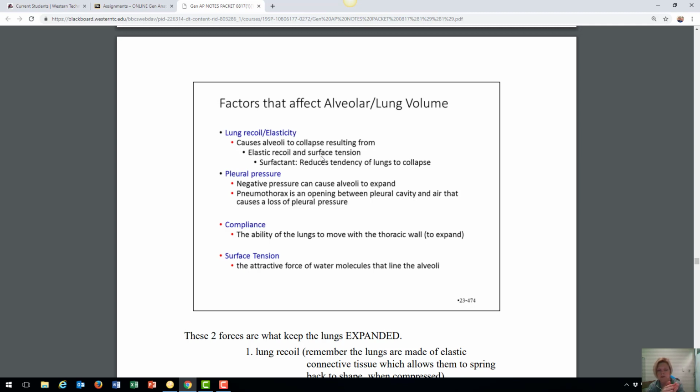Compliance is the ability of the lungs to move outward. So because of the pull of those membranes, the visceral and parietal pleura, and the fact that the parietal pleura is attached to the thoracic wall, when the thoracic wall goes outward with the contraction of those external intercostals, the lungs go with it. So the ability to inhale and expand the lungs is increased because of the concept of compliance, the ability of those lungs to move with the thoracic wall.